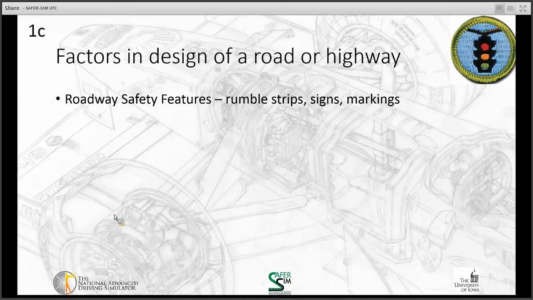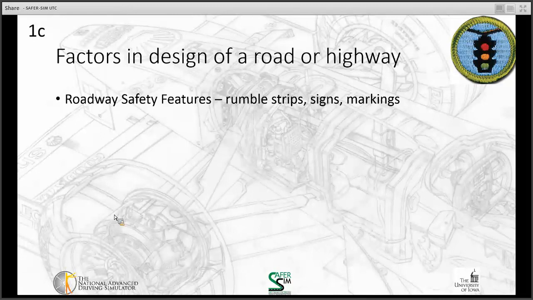We have things like rumble strips, which are designed so you know when you're leaving the lane. Most of us have experienced when you get on the roadway and you're crossing the center line, or you're on the shoulder for some reason, and all of a sudden the vehicle starts to vibrate. It's because you've gone over a rumble strip.